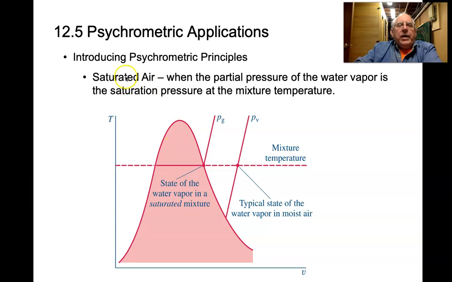And so when we say we have saturated air, it means that the air has as much vapor as it can hold, and that corresponds to a pressure corresponding to the saturated condition at that mixture temperature. And so anything less, we still have a moist air mixture, but the air itself could actually hold more water than what it is actually holding.